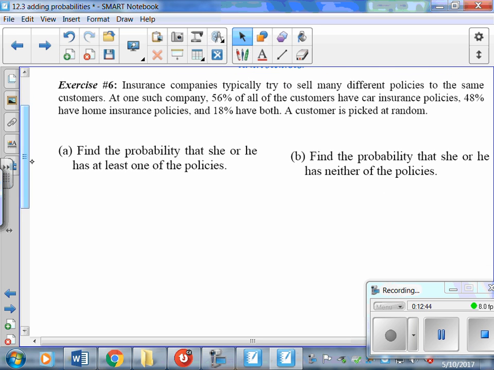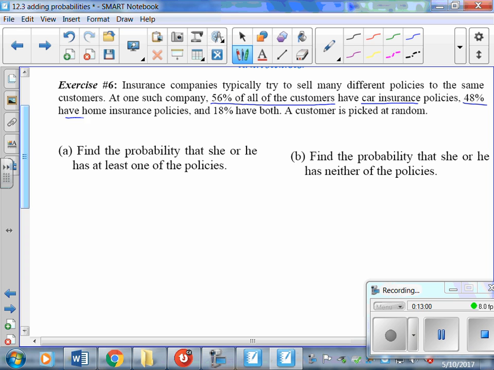So sometimes this is unavoidable using the formula, but insurance companies typically try to sell many different policies to the same customers. One such company, 56% of all customers have car insurance and 48% have homeowners insurance. 18% have both. A customer is picked at random. Find the probability that he or she has at least one of the policies.